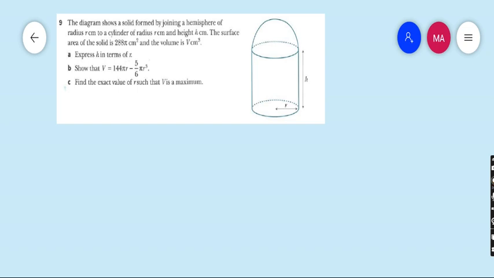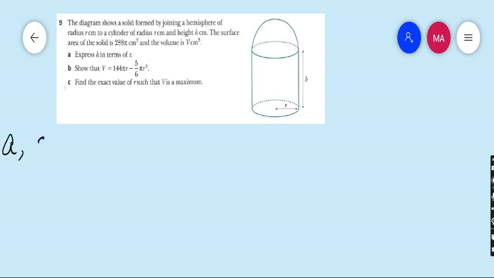Question number 9 is: the diagram shows a solid formed by joining a hemisphere of radius r centimeter to a cylinder of radius r centimeter and height h centimeter. The surface area of the solid is 288 pi centimeter square and the volume is v centimeter cube. Express h in terms of r. Very easy.